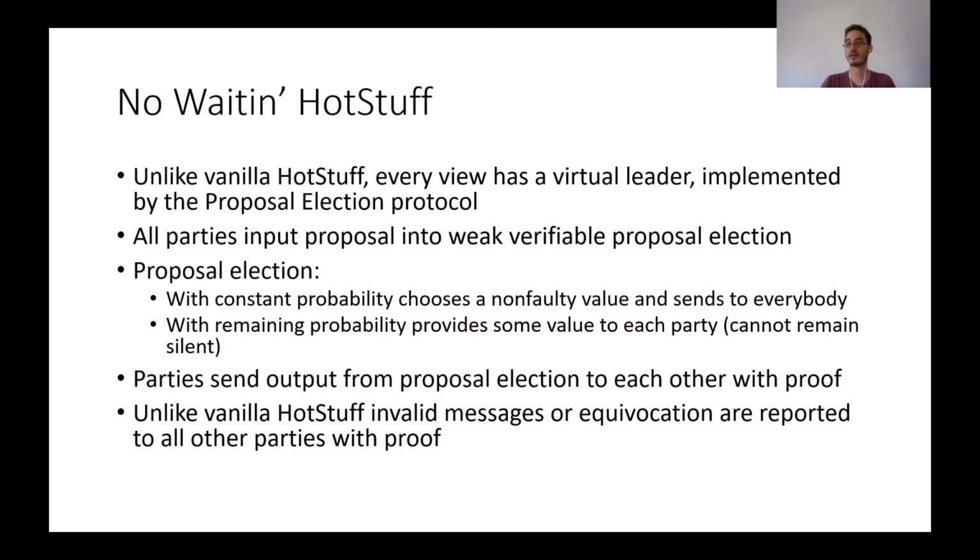It also might be the case that different parties receive different outputs from the proposal election protocol, but we know that every party receives something. And then afterwards, parties send their outputs to each other, provide the relevant proof, and essentially continue with the regular HotStuff protocol. The only difference is that if parties see faulty behavior, in this case, either invalid messages from faulty parties or equivocation, and by that we mean two different parties having two different outputs with proofs from the proposal election protocol, then they inform each other, and then they can continue to the next view.